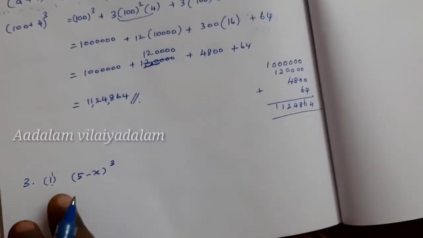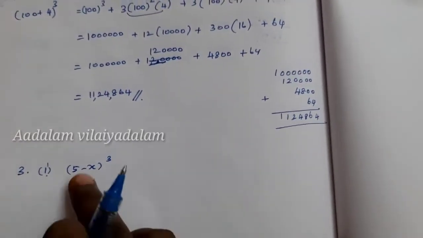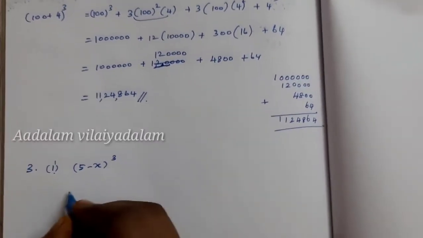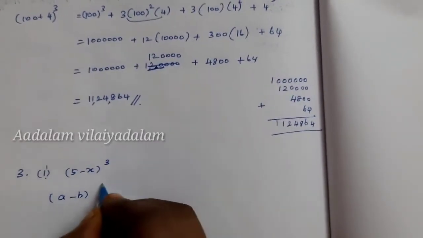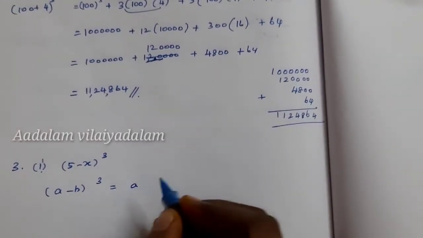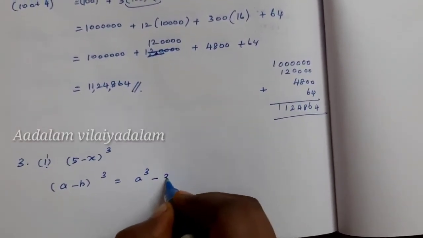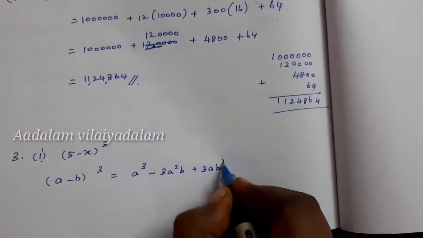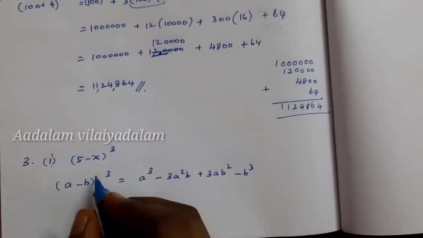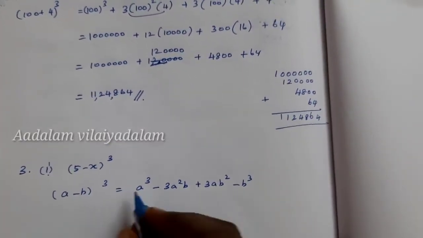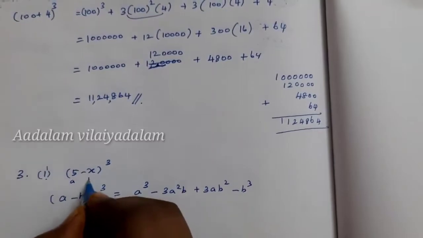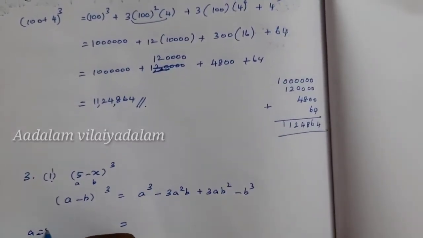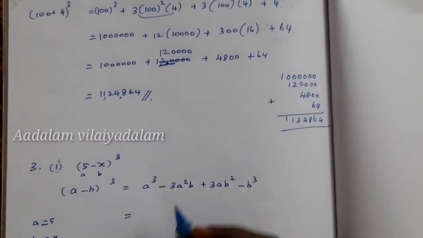The same way, for the third question, we shall do the subdivision 1, that is 5 minus x the whole cube. Here we are going to use the negative cubical identity formula. That is a minus b the whole cube is equal to a cube minus 3a square b plus 3ab square minus b cube. The same procedure here we are going to follow, that is, this is a and this is b. Then we can substitute, that is a equal to 5 and b equal to x.